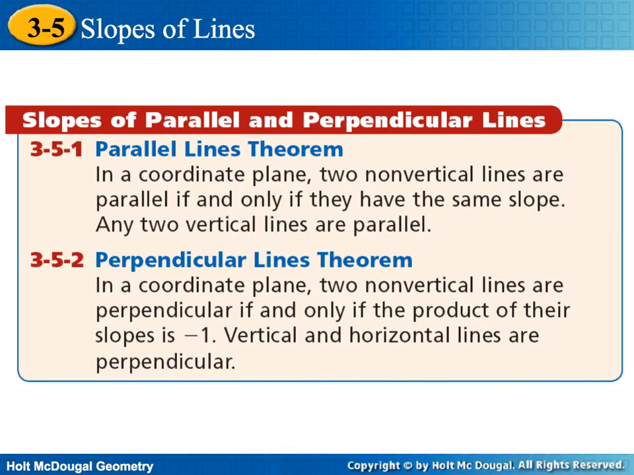All right, these are the theorems you need to know for the slope of parallel and perpendicular lines. Parallel lines mean two non-vertical lines are parallel if and only if they have the same slope. So basically, parallel lines are two lines that have the same slope. Perpendicular lines have opposite reciprocal slopes. In a coordinate plane, two non-vertical lines are perpendicular if and only if the product of their slopes is -1. Vertical and horizontal lines are always perpendicular.